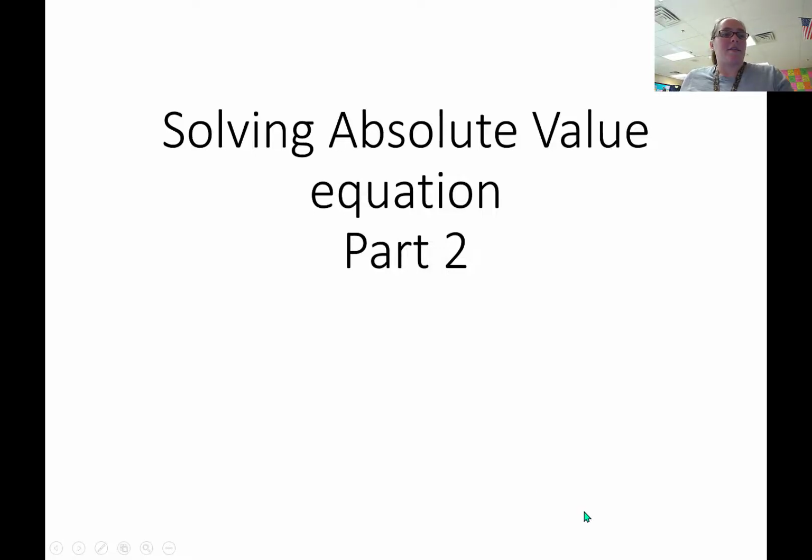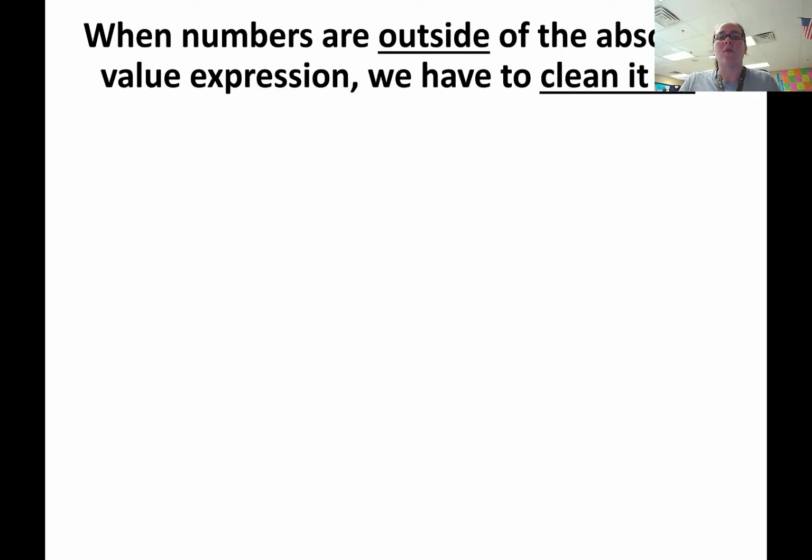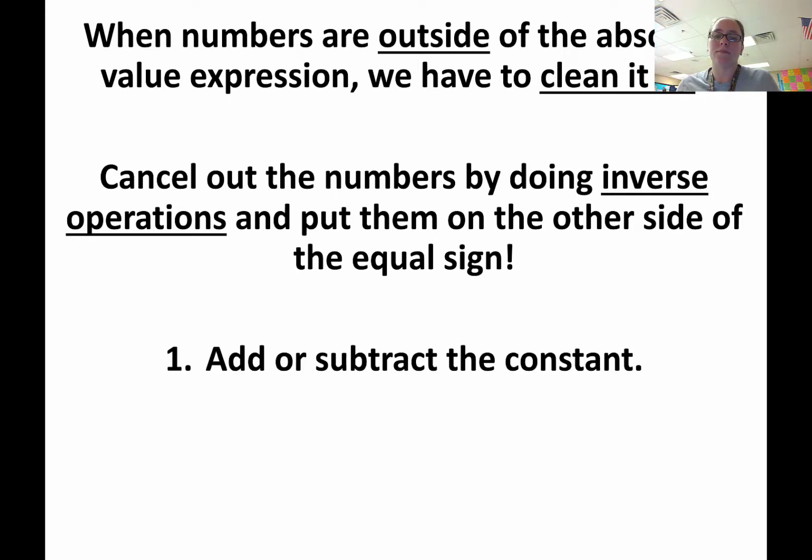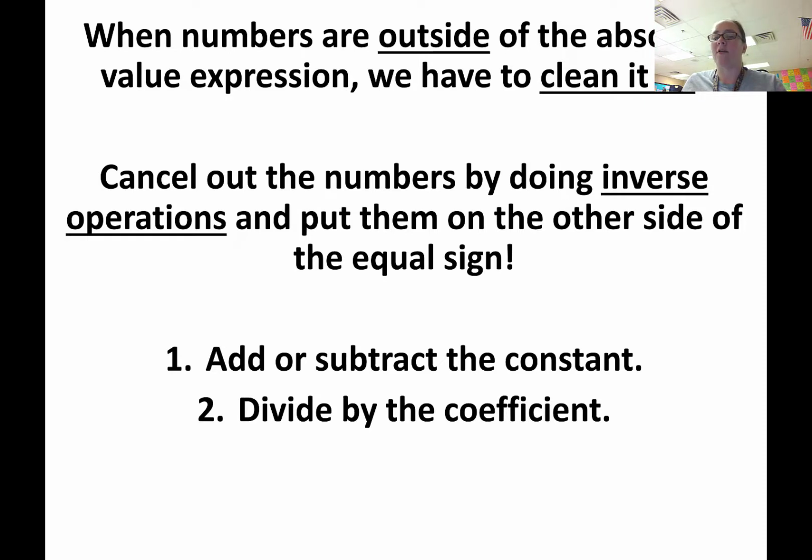All right, so today we're looking at solving absolute value equations. And we're going to look at when we have things outside the absolute value. So when there are numbers outside the absolute value, we have to clean that up. We can't split it straight into our 2. So we're going to cancel out the numbers that are outside the absolute value by doing our inverse operations and putting them to the other side of the equal sign. So we always add or subtract the constant first, and then multiply or divide by the coefficient.